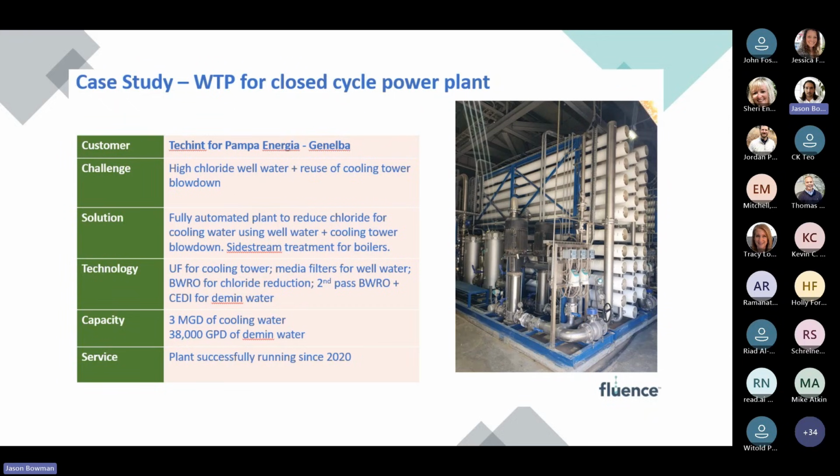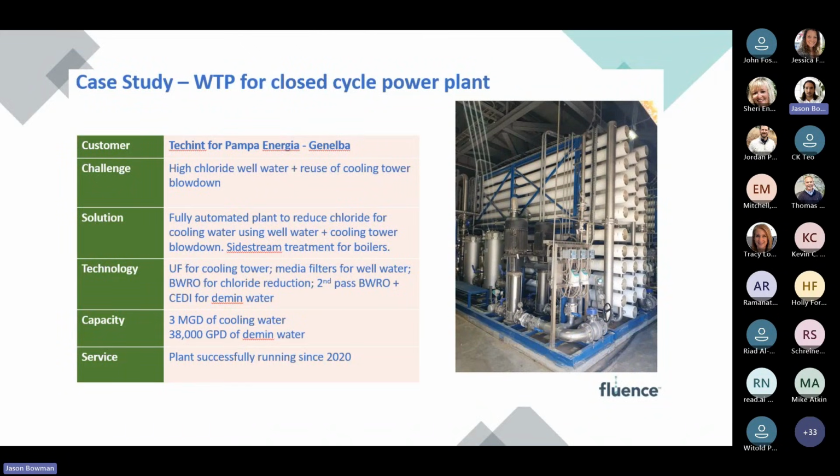The resulting process that was designed consisted of a two-part solution. We provided a treatment system consisting of UF pretreatment that allowed us to reuse the cooling tower blowdown to supplement the well water. And then that treated blowdown was blended with the well water, which was treated with media filters followed by RO to aid in the removal of high chloride levels. And then a majority of that permeate was used for cooling purposes in the plant. And a smaller side stream was then taken from that water for further treatment with a second pass RO and EDI, so as to be suitable for boiler makeup.